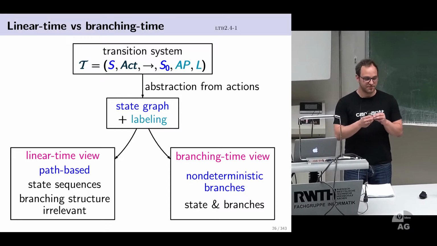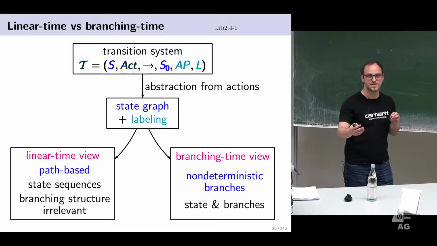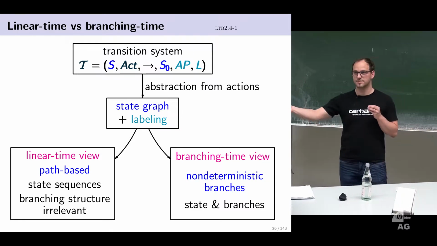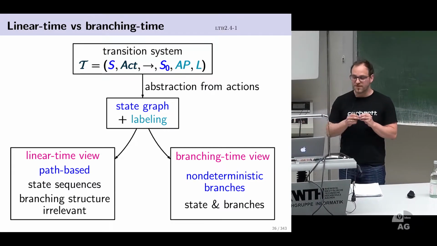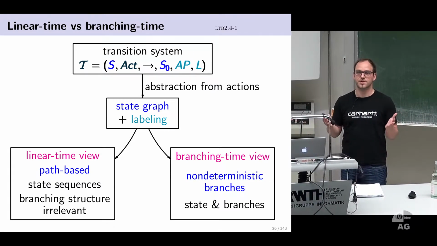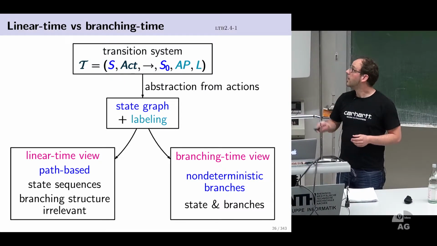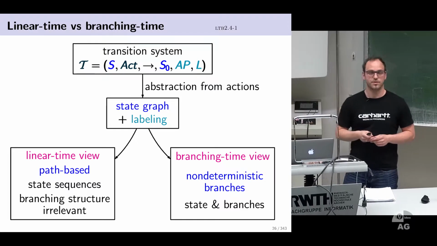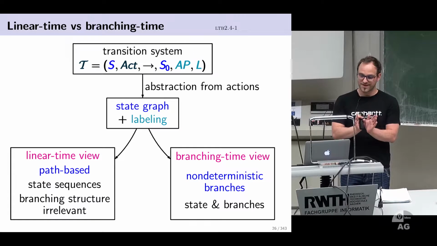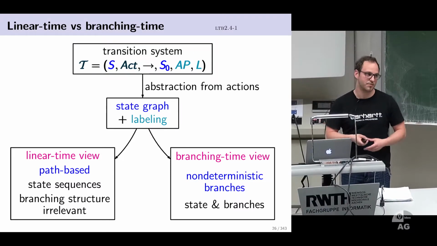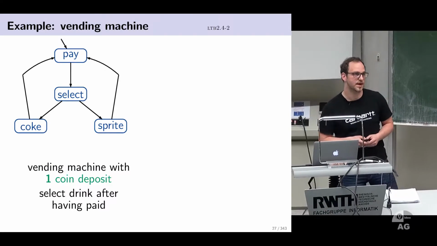So in the linear time view, you look at the behavior of a transition system by just looking at paths, right? You just look at state sequences all the time. Effectively, you're not looking at the branching structure of the transition system. You can only look at linear paths. This is different in the branching time view. In the branching time view, you also account for what kind of non-deterministic branches are there in my transition system. And we're going to see an example on the next slide.